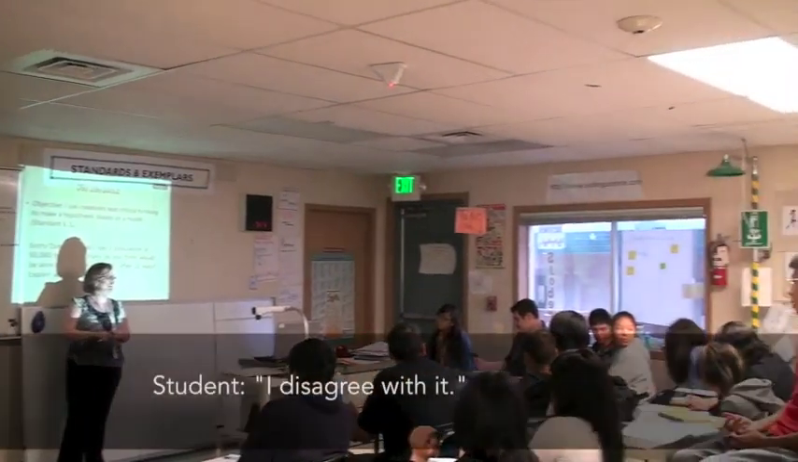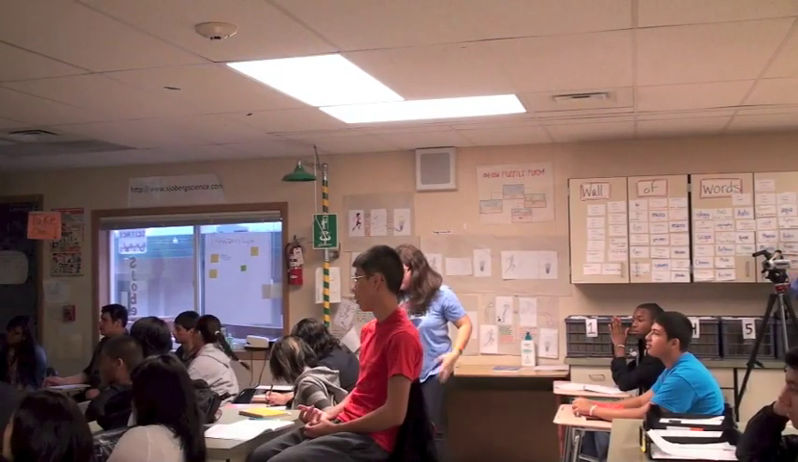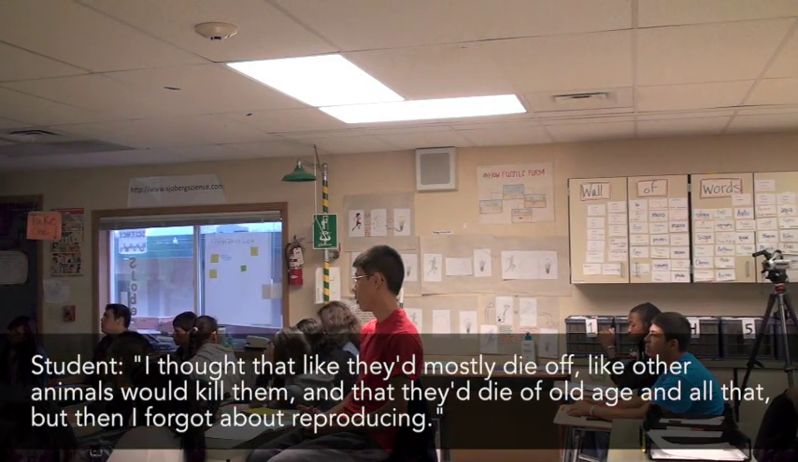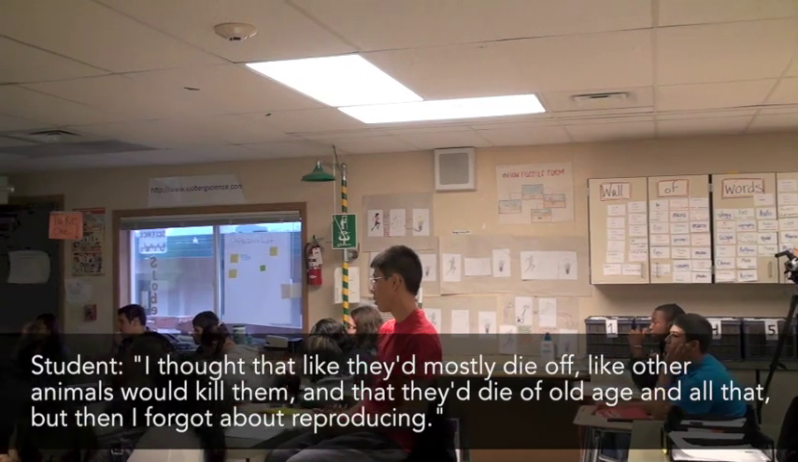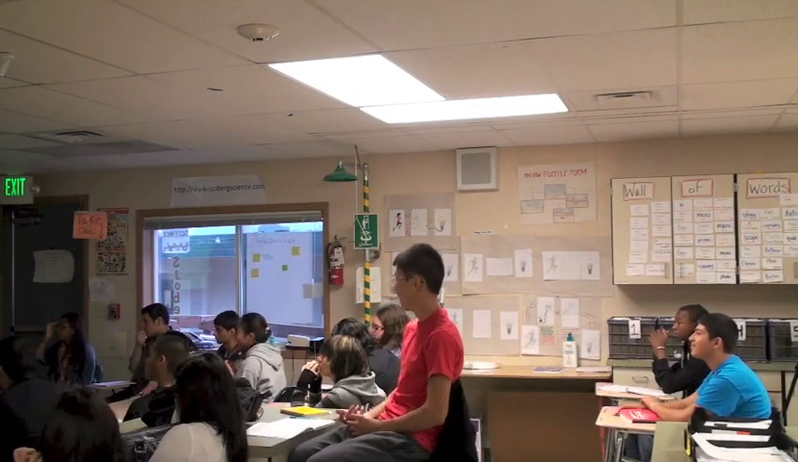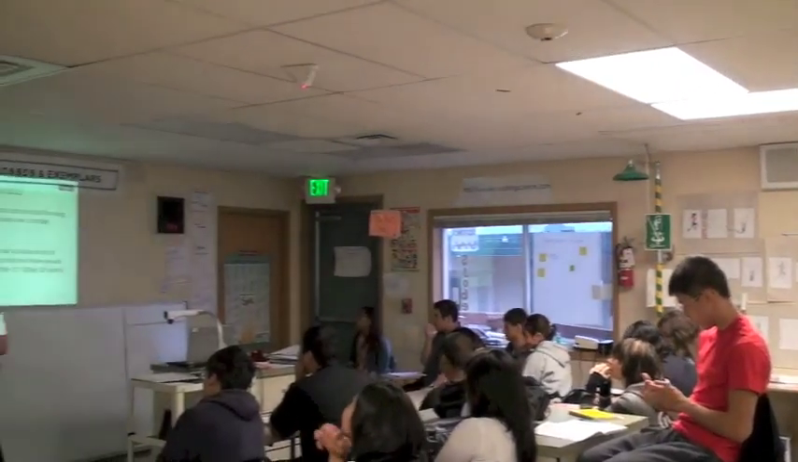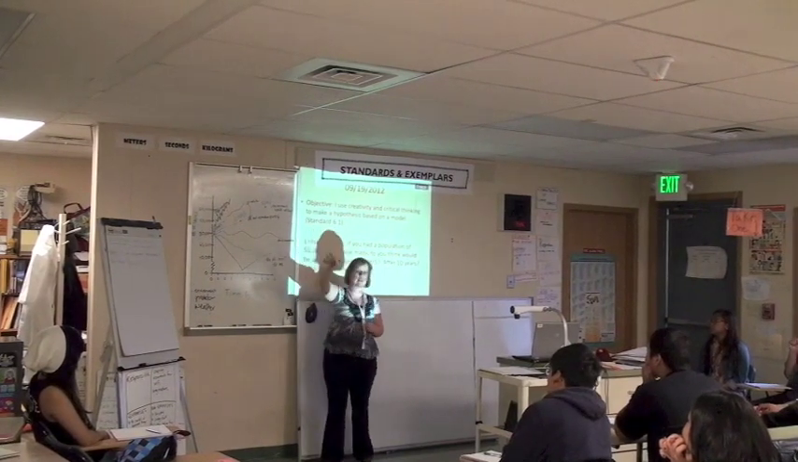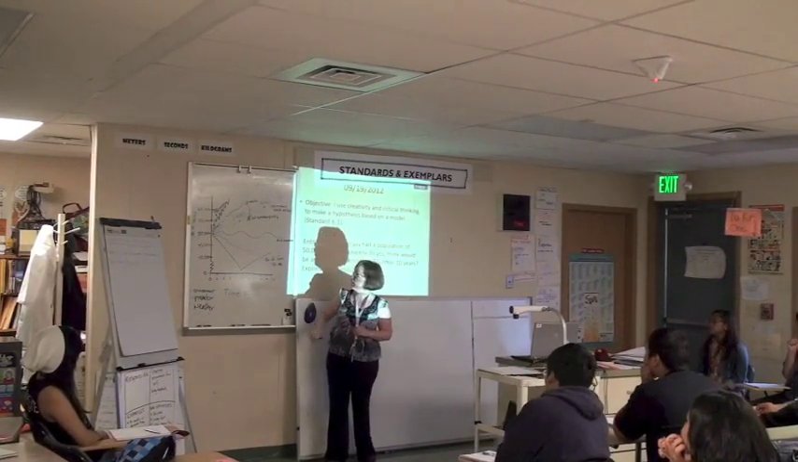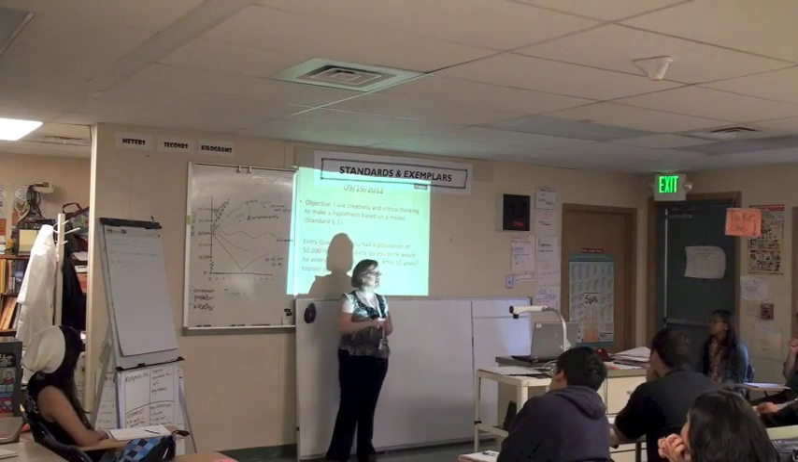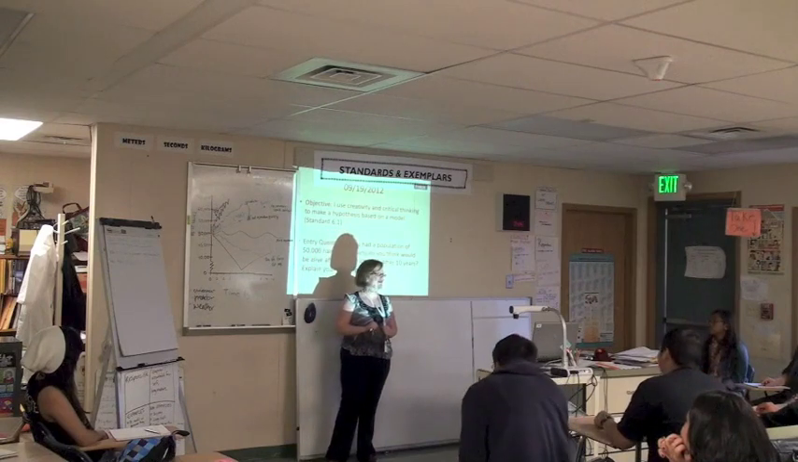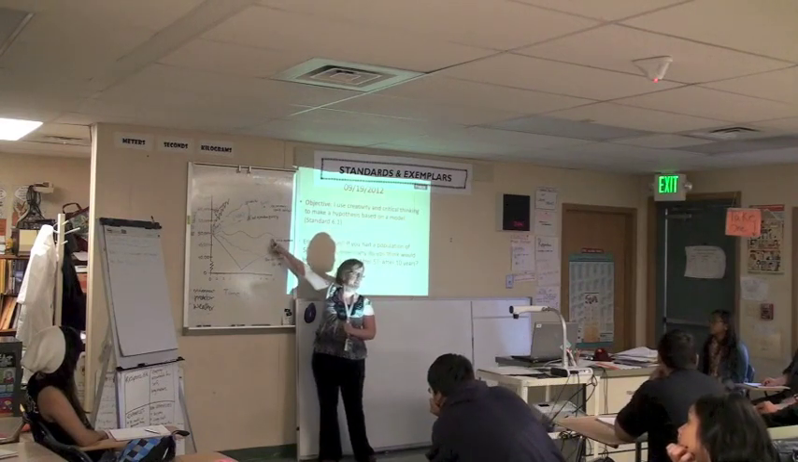I disagree with it. Okay, can you explain what you originally thought and then why you changed your mind? I thought that they would mostly die off because other animals would kill them and they would die of old age and all that. But then I figured out about reproducing. Okay, so you originally thought they're just going to die off from old age. Some other people thought that too, so that we would just see a gradual decline in the population. But now you changed your mind because you thought about reproducing. So what would your graph look like now? The middle one. So now he thinks this one.